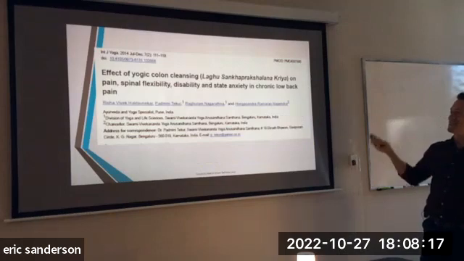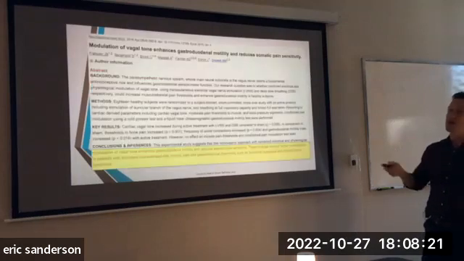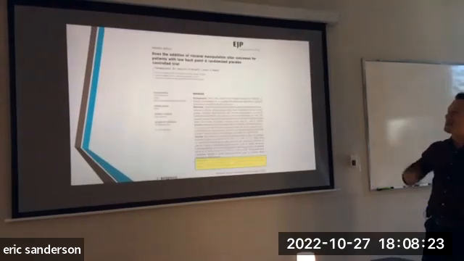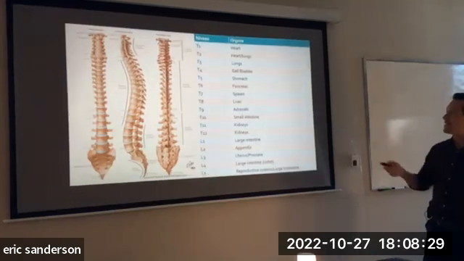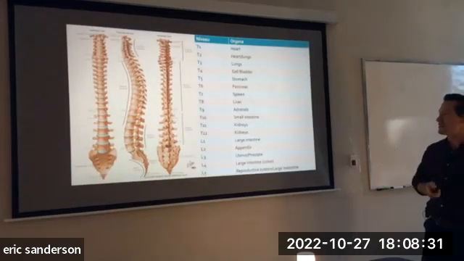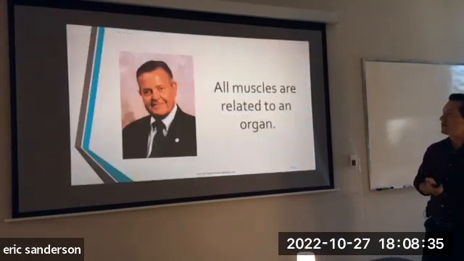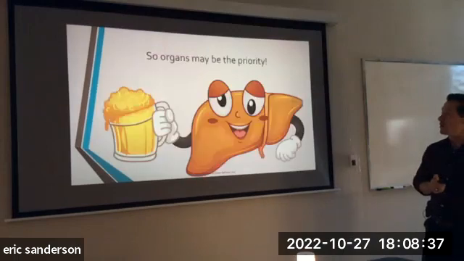And then, effects of a colon cleanse on anxiety and low back pain. So we know basically that treating viscera will have an impact on low back pain and musculoskeletal pain, right? Organs attached to psoas. And we saw this slide actually today on the metameric levels of the spinal column. Plus all muscles are related to organs according to applied kinesiology. So our organs might be the priority.